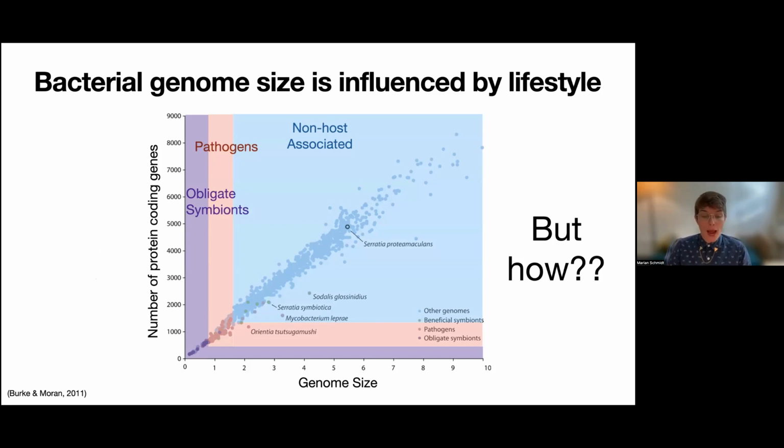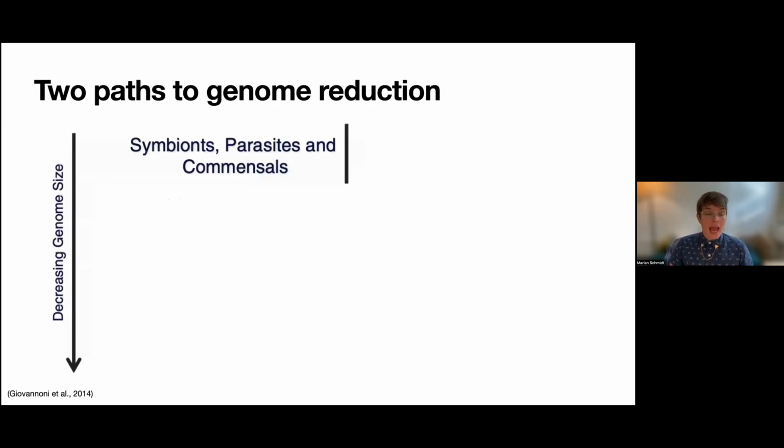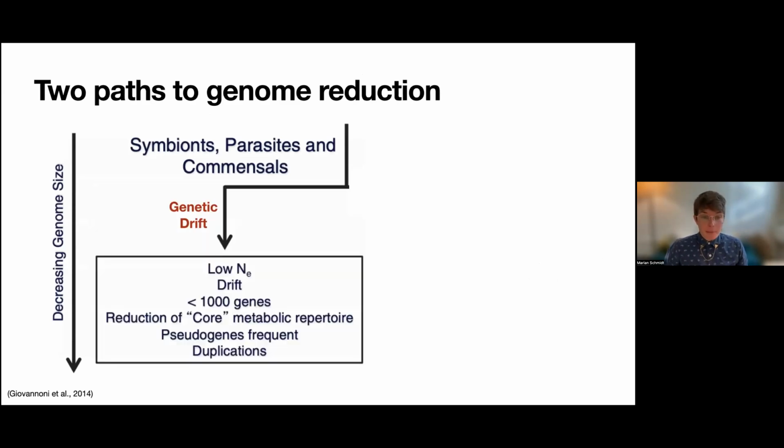There are two paths to genome reduction. One of those paths is what symbionts, parasites, and commensals take, and that path is through genetic drift. They tend to have low effective population sizes, which allows drift to be very impactful. What happens is they end up gaining mutations and getting a lot of pseudogenes, and that reduces their core metabolic repertoire and their overall gene content. Then they might try to rescue themselves by duplicating genes, which will likely get pseudogenized again.